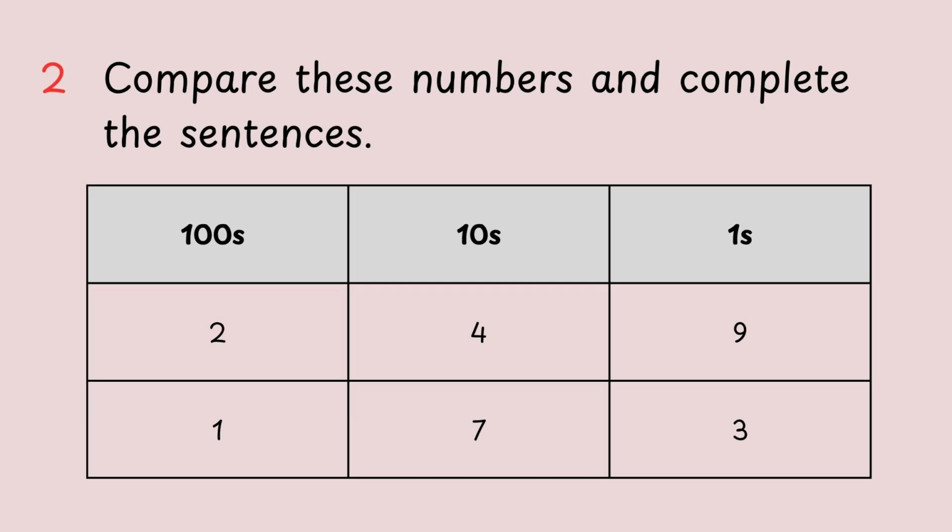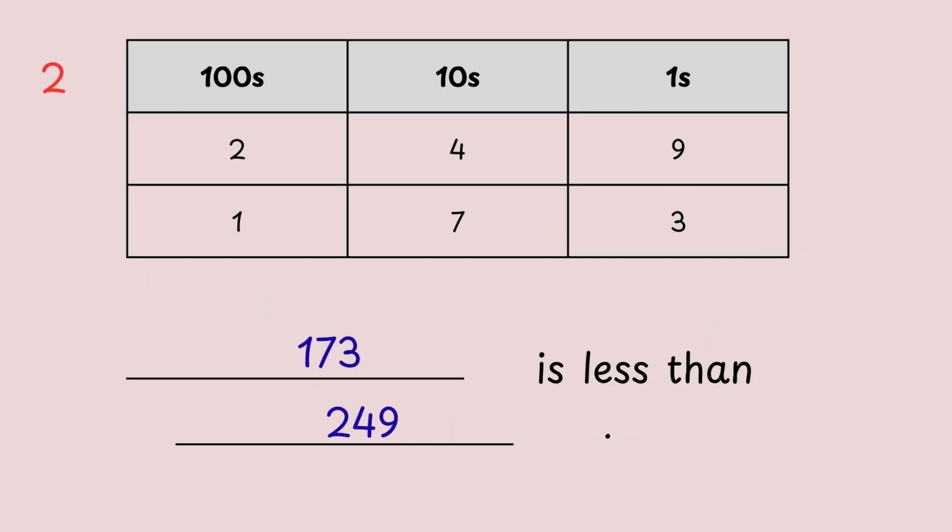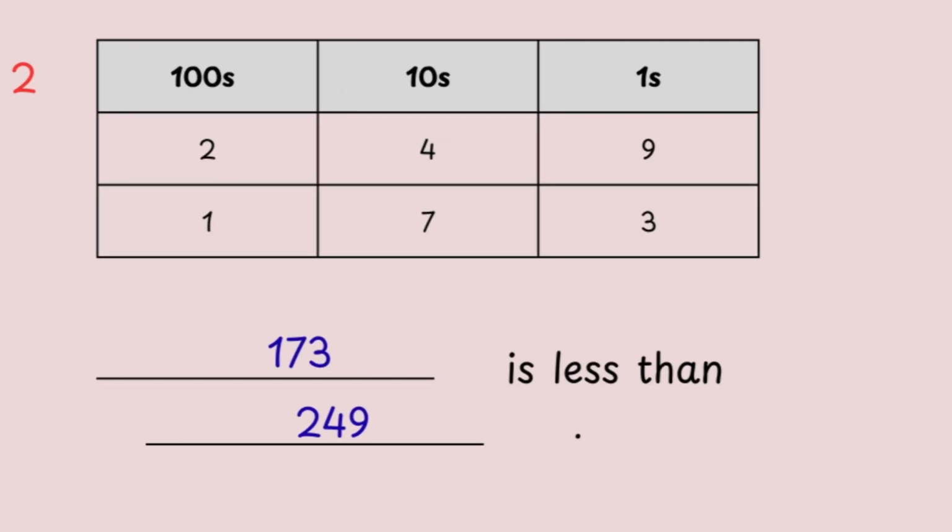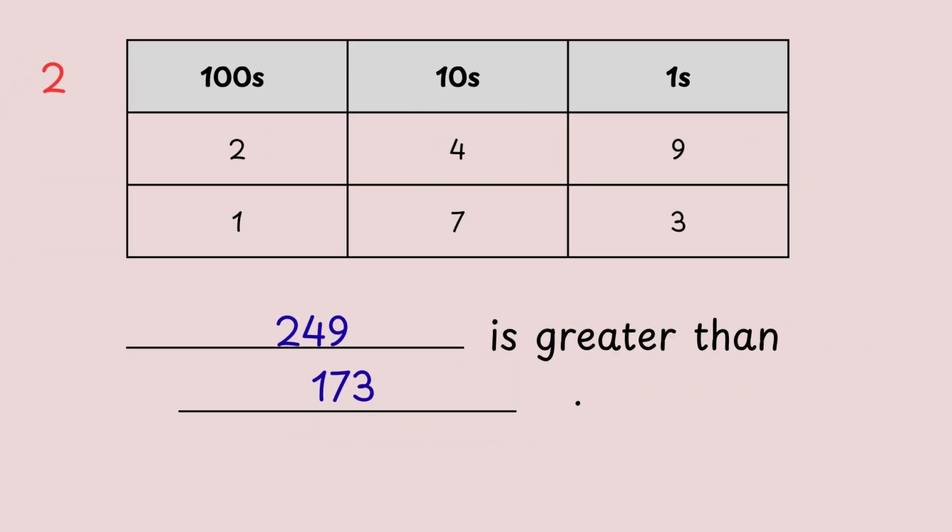So, we can complete our sentences like this. 173 is less than 249, or 249 is greater than 173. So remember that when comparing our numbers, we have to always check the hundreds place first.